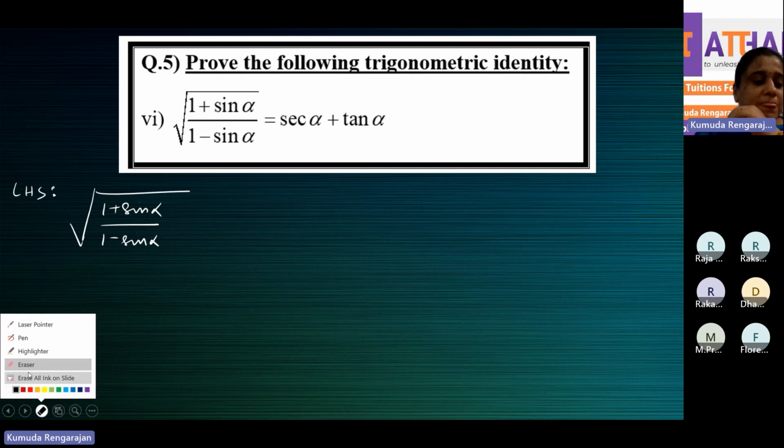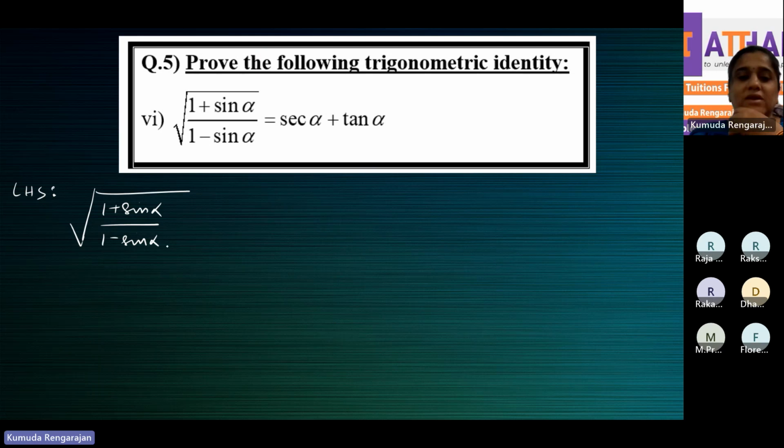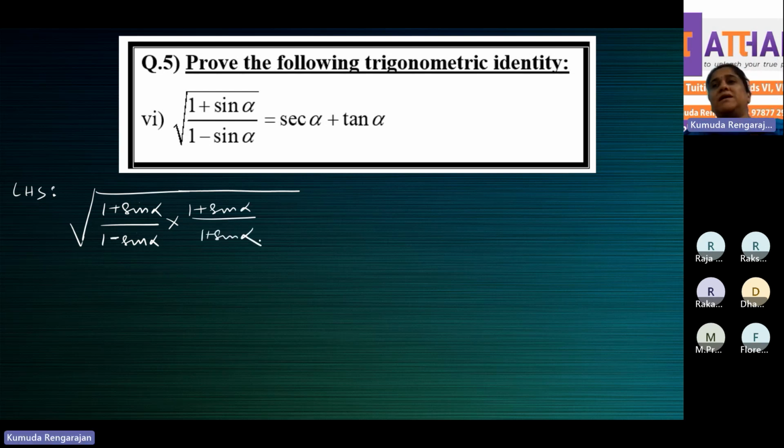So what we do here, under the square root, what's the denominator? 1 minus sine alpha. Okay, so we multiply and divide by 1 plus sine alpha. This is understood. It's like multiplying by 1, no? Into 1 plus sine alpha by 1 plus sine alpha. We have seen this in the chapter on number systems last year, rationalizing the denominator. This is what we do, no? We multiply and divide.